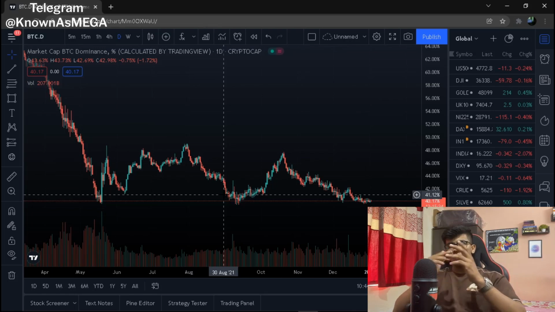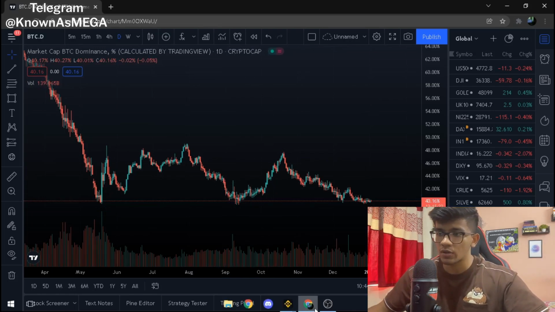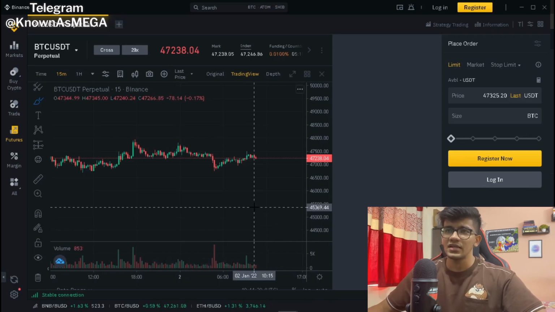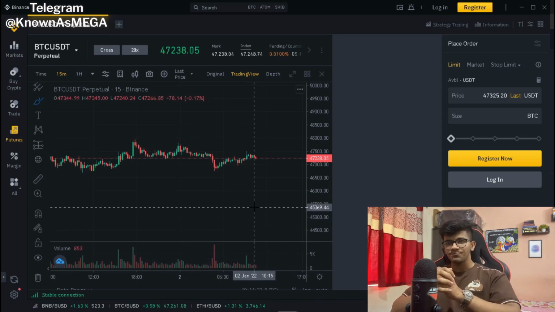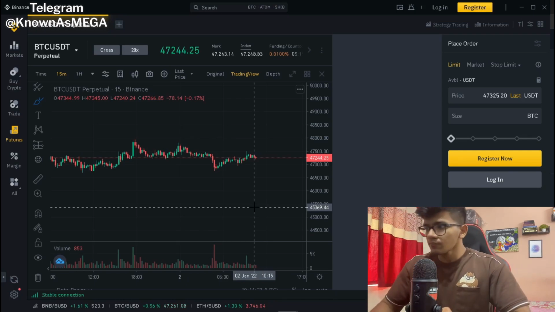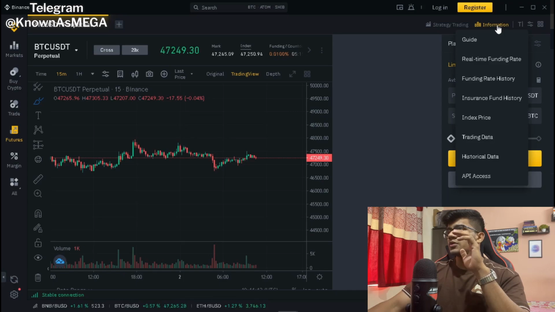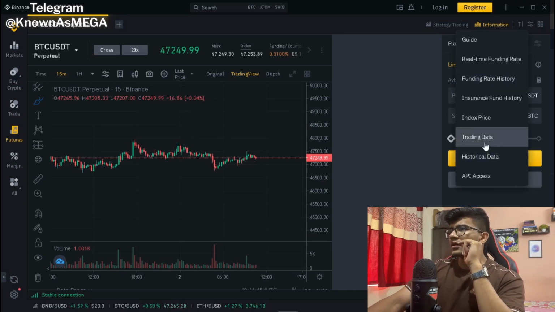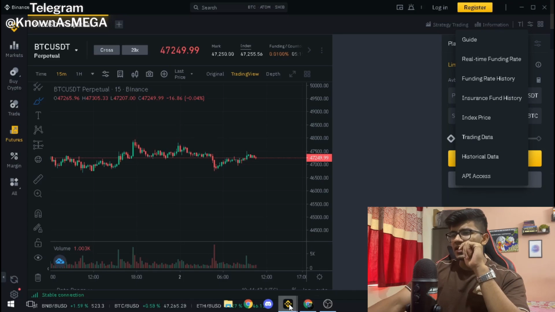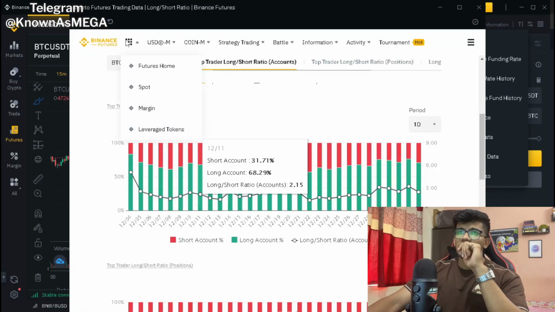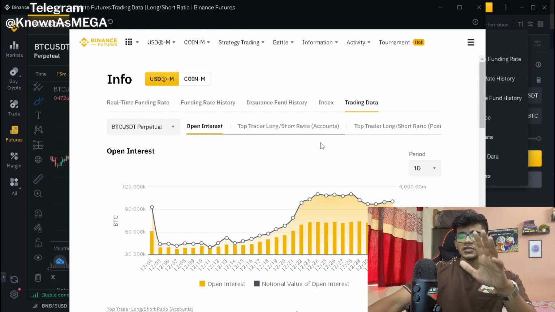So now this was all about Bitcoin dominance. Let's talk about what is open interest and how you are supposed to use open interest and the long short ratio. So over here, when I come to futures trading, I can see some sort of information on the top right. From here I can click on trading data, and that will take me to another window where I will be able to see these pictures.